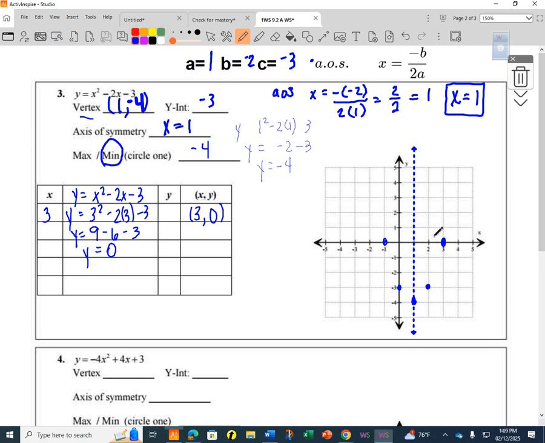And now the last step is just to sketch the parabola. I'm not really good at that on this board, but you kind of get the gist there.